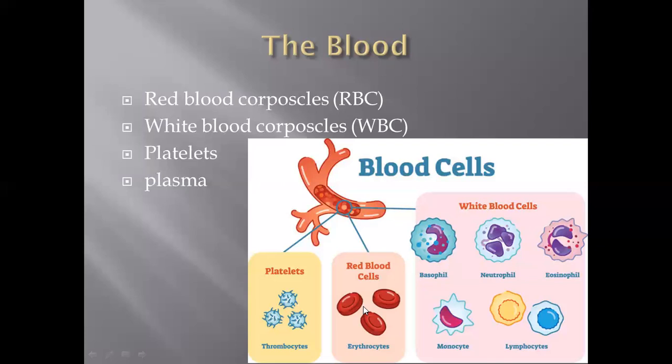The other cells are white blood corpuscles, WBC. These are the WBC, which play a role in the defense of the body against infections, and platelets. So these are the platelets, which help the blood to clot. The remaining yellowish portion of the blood is called plasma, which contains protein, enzymes, and other important substances.